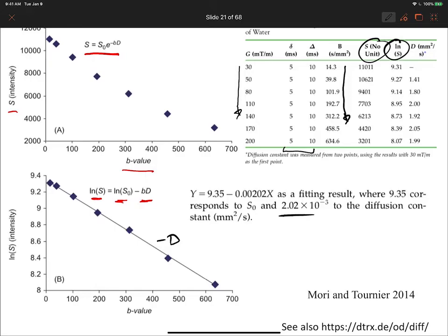So this is just to show that if I have measurements at multiple B values, I can come up with an estimate of the diffusion coefficient for every voxel. That's the most standard way of diffusion-weighted imaging. You just apply different B values, and you try to measure the diffusion at each voxel.